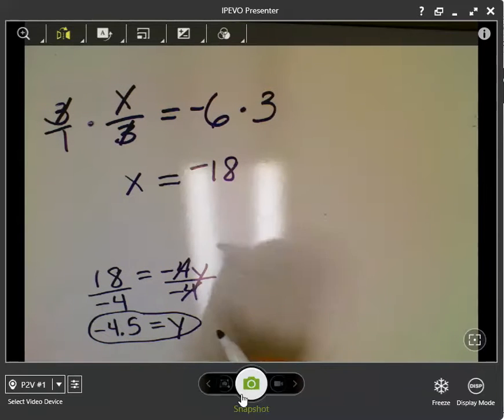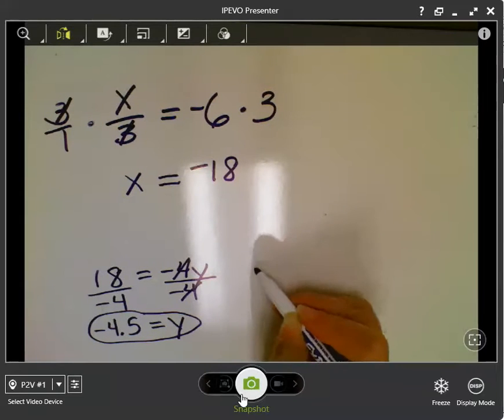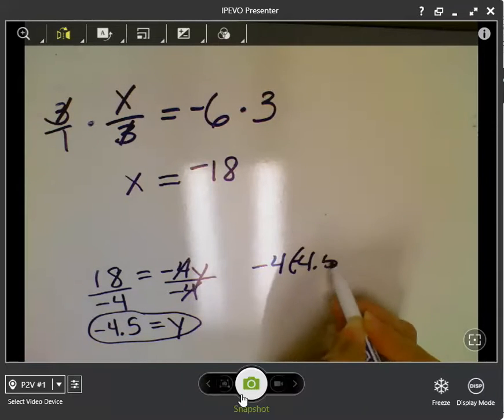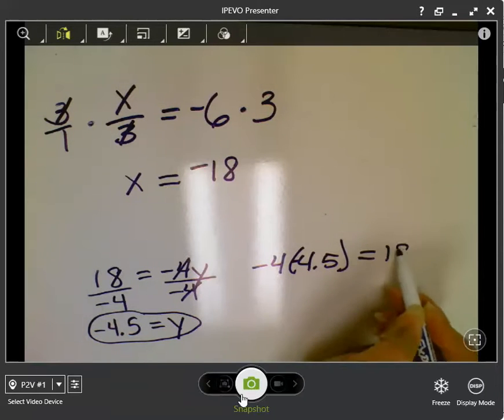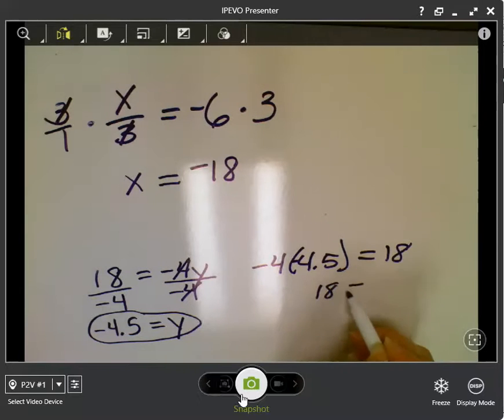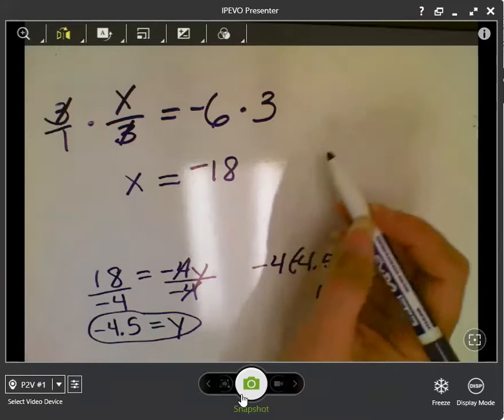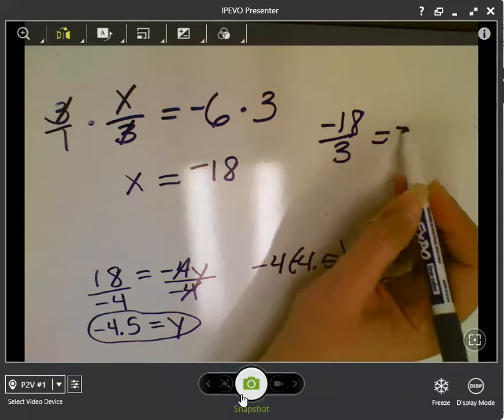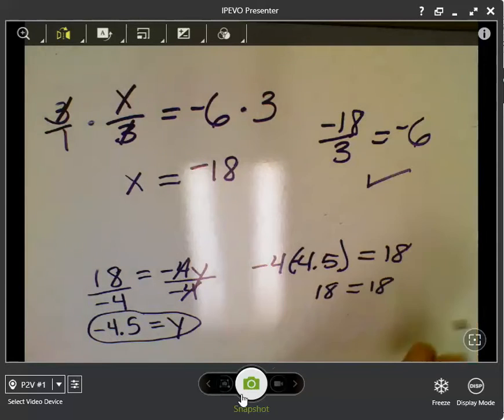You could always double check your work by taking negative 4 times negative 4.5 and seeing if that equals 18. And if you put that into your calculator, you will realize that 18 equals 18. So I should go back up here and say negative 18 divided by 3 equals negative 6. So you know that your solution is correct.